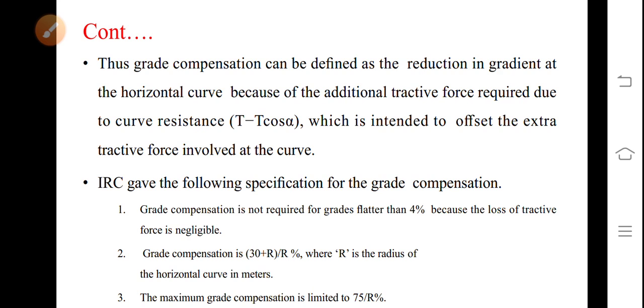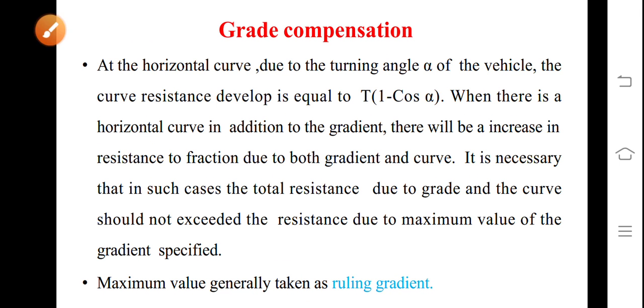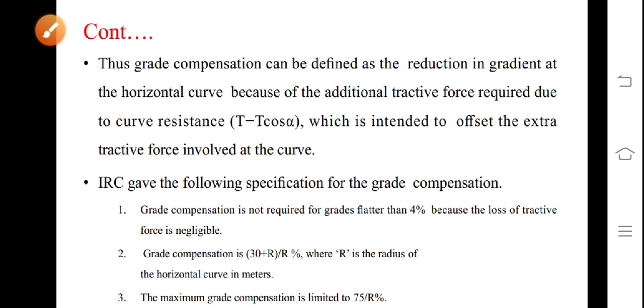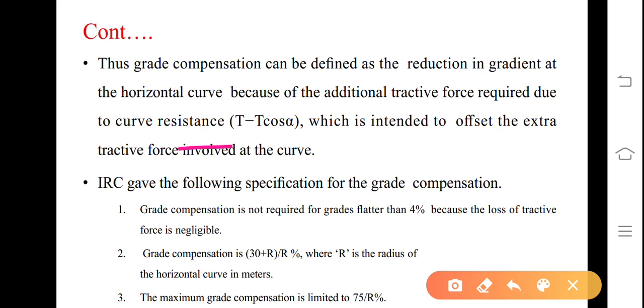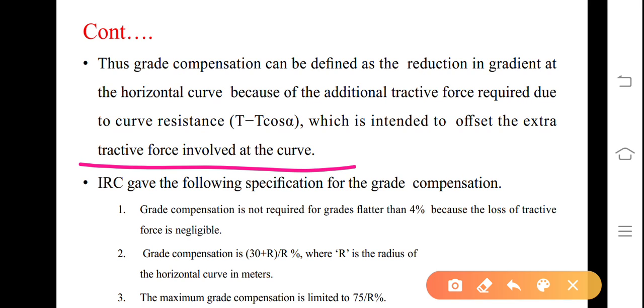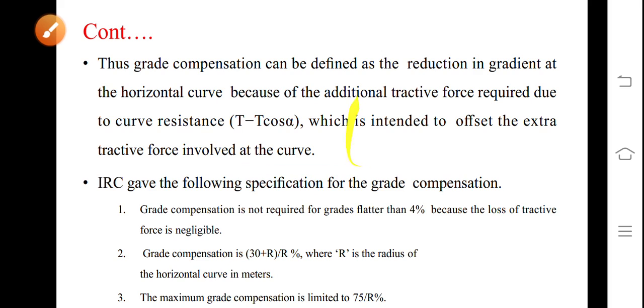The grade compensation can be defined as the reduction in the gradient at the horizontal curve because of the additional tractive force required due to curve resistance. Due to curve resistance T minus T cos alpha, that is nothing but, as I said, T multiplied by 1 minus cos alpha, which is intended to offset the extra tractive force involved at the curve. IRC gives the following specification for the grade compensation.